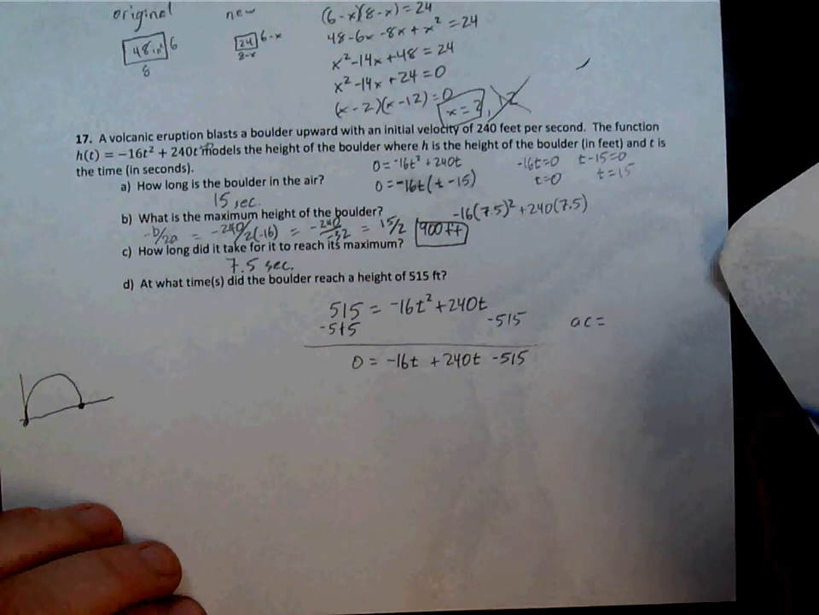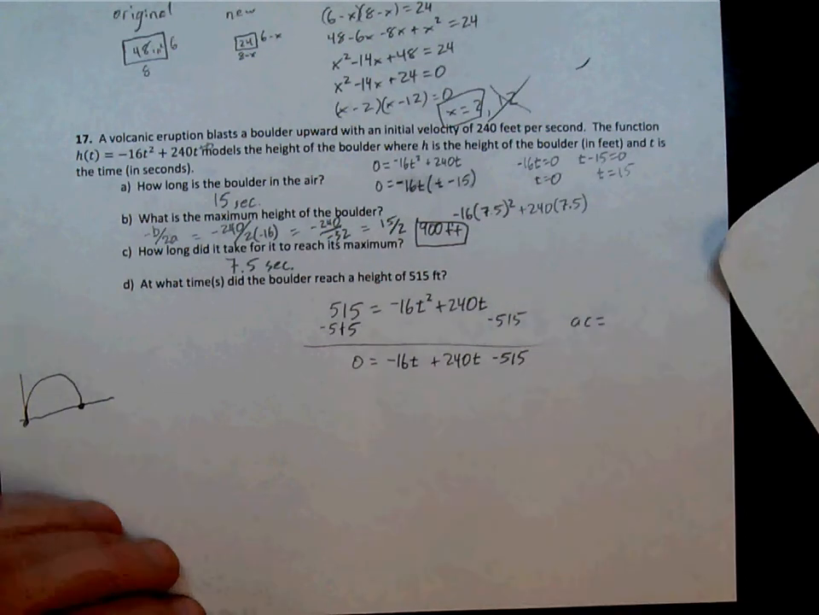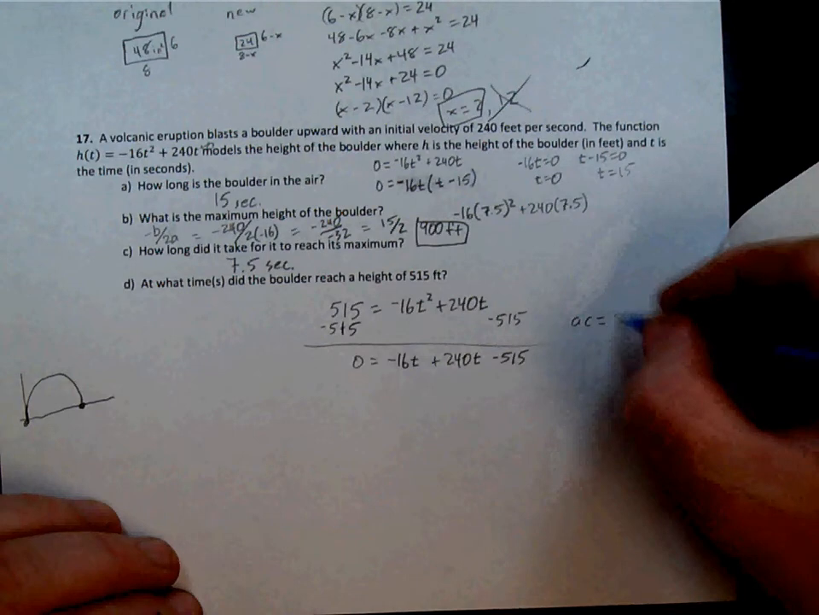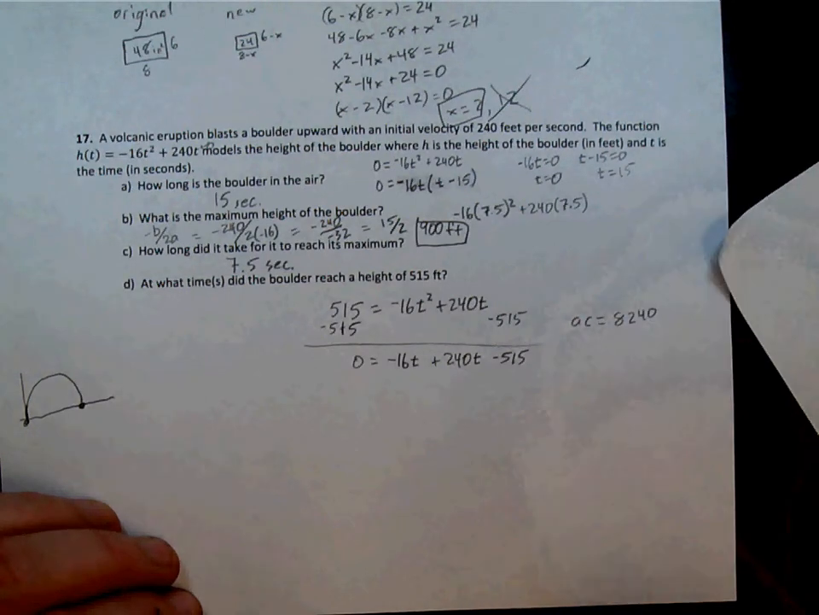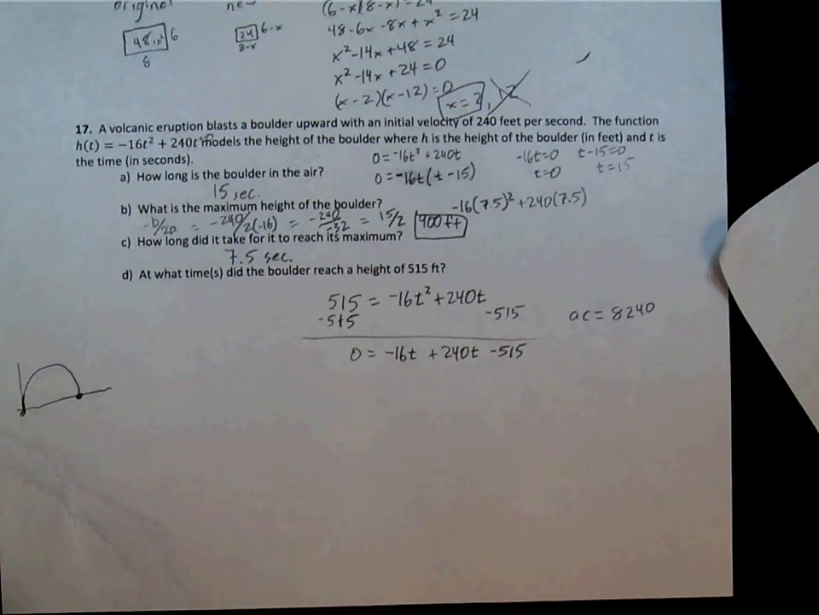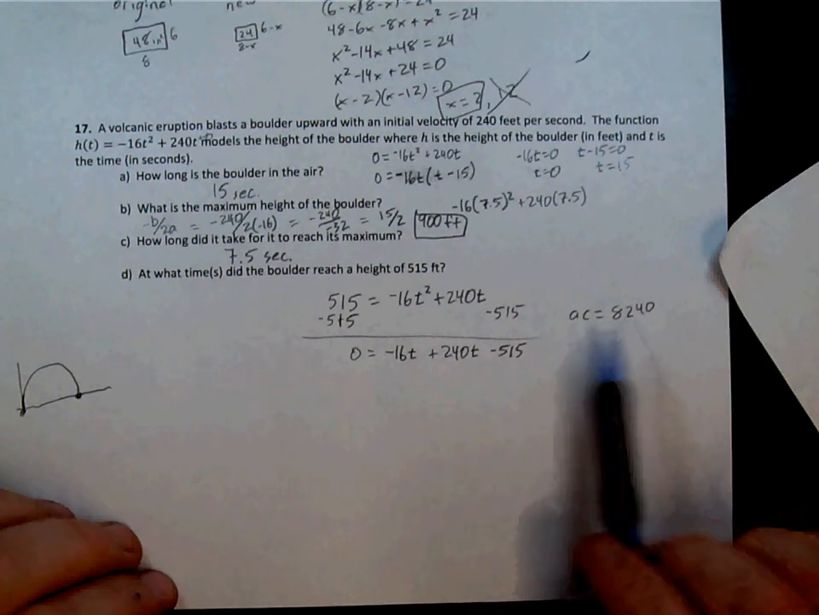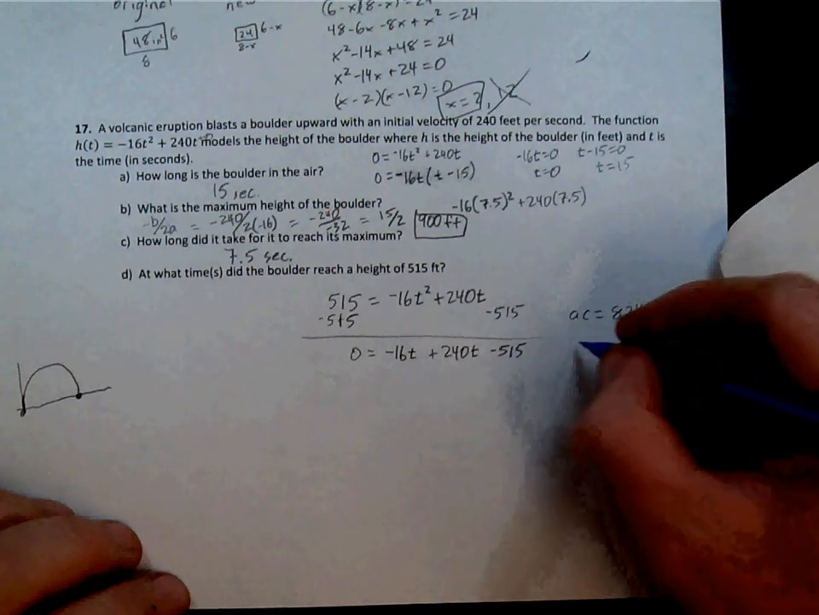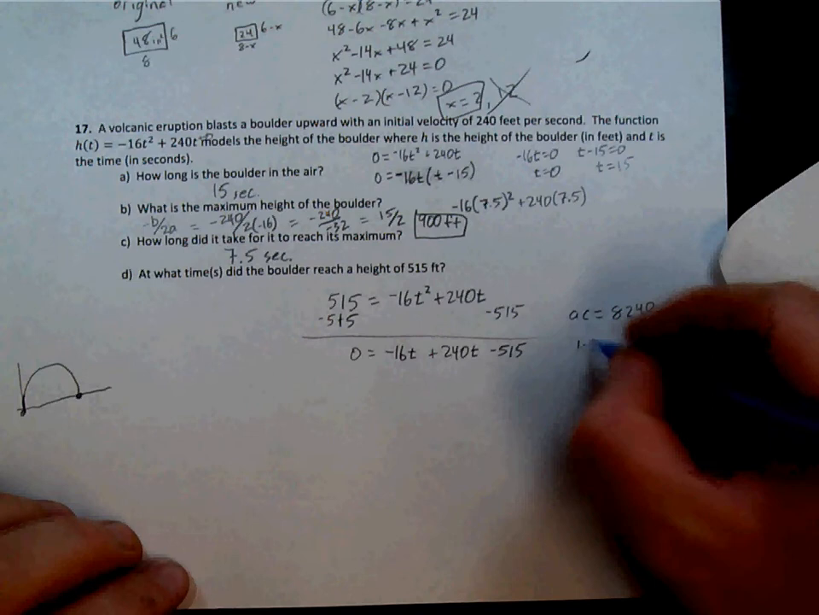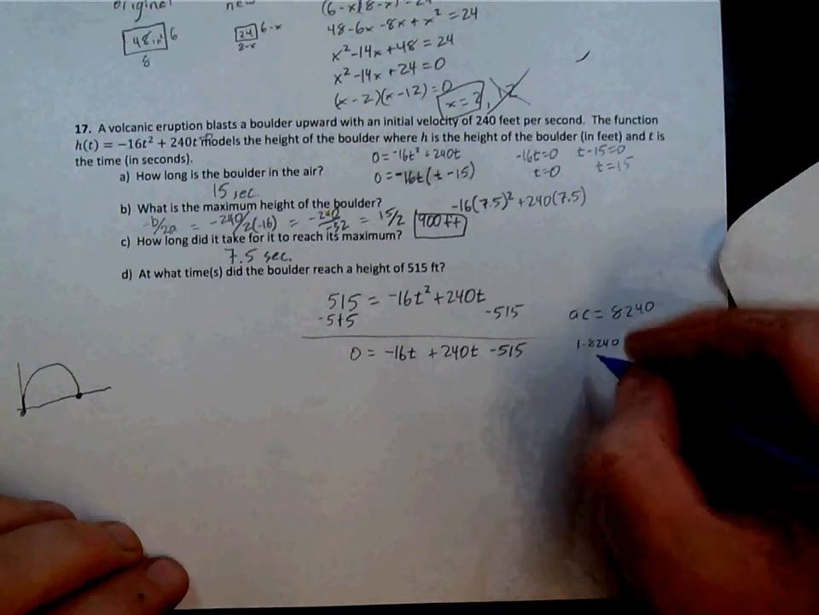So let's do the AC, negative 16 times negative 515. That's really exciting that we get such a big number, 8240. And I'm trying to come up with two numbers that multiply to make 8240, so I might actually start making a list.